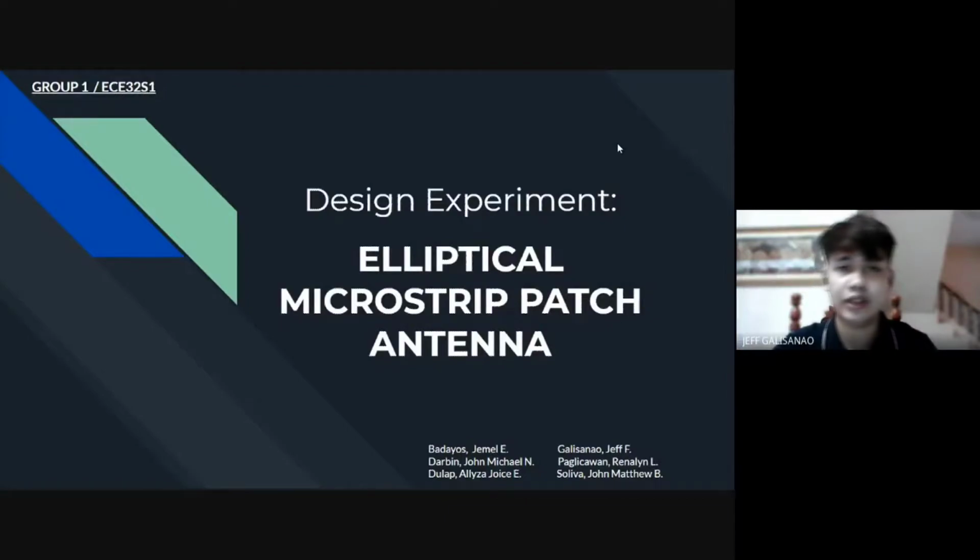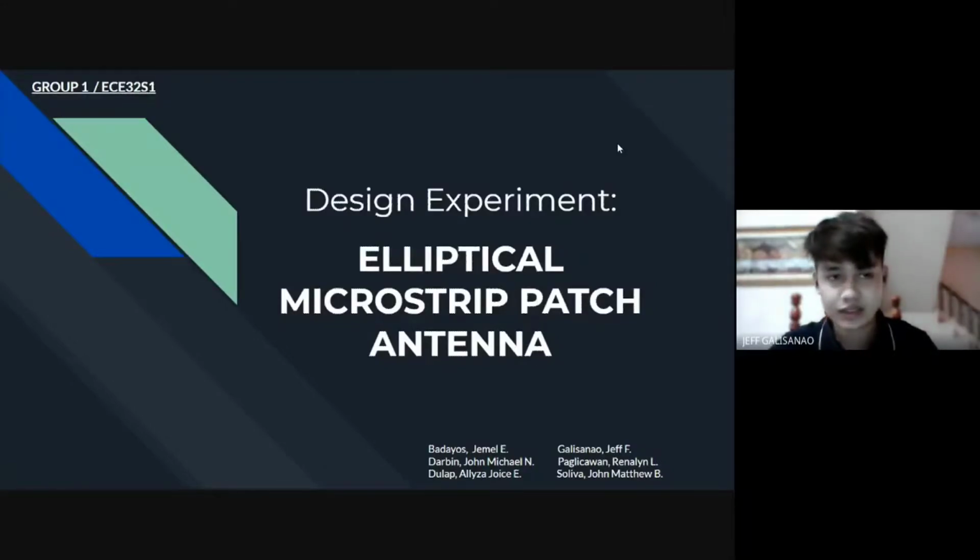Galisanao and we are going to present our design experiment in ECE 309, Communications 3, Transmission Media and Antenna Systems and Design, entitled Design of Elliptical Microstrip Patch Antenna with Coaxial Probe Feeding for Satellite Applications using MATLAB. In this presentation, you will learn about the innovative elliptical microstrip patch MSPA antenna and a lot more that will be further discussed and presented by my group mates.